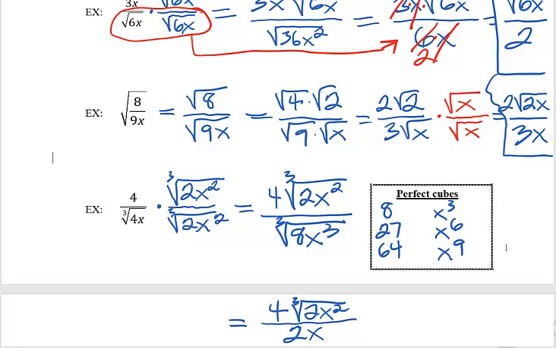The only other thing I'm seeing before I finish is this stuff on the outside. I do have a common factor here with the 2 and the 4. And so I can go ahead and reduce that. I need to do that.